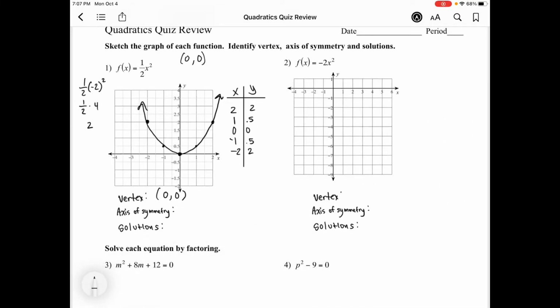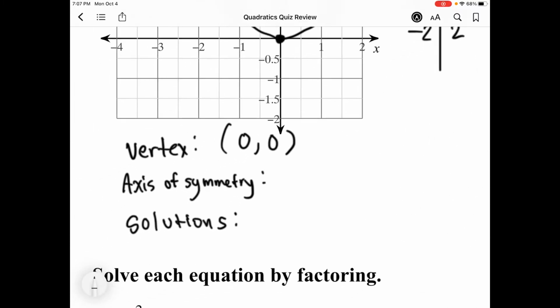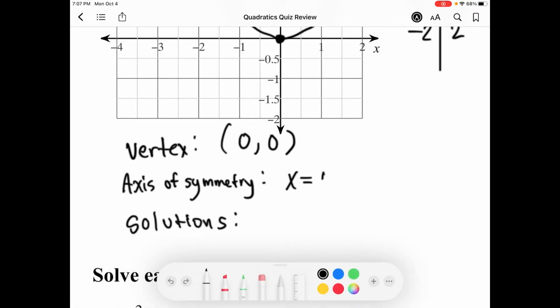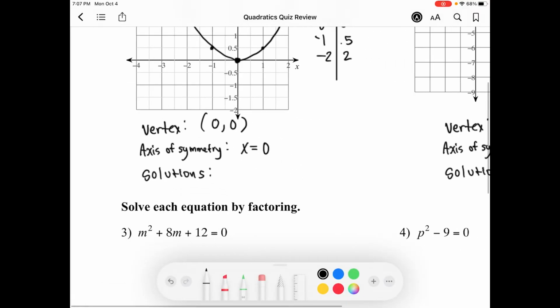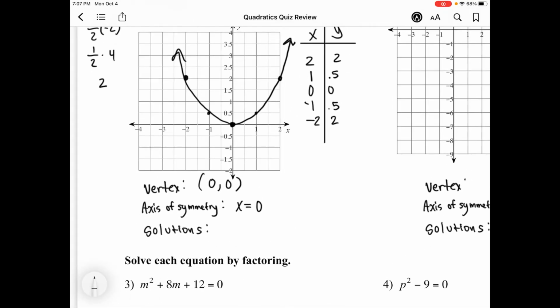So now we're going to look for, we already have the vertex. Next is the axis of symmetry. And if you remember what I told you in class, the axis of symmetry is going to be x equals, and then whatever the x value in your vertex is. So the x value in my vertex is 0. So I write in x equals 0. So that's the axis of symmetry.